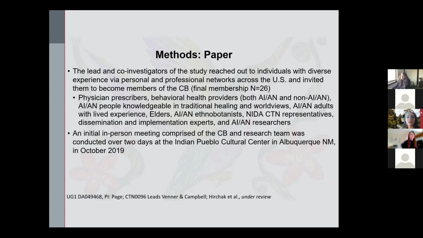And so there's about 26 people and organizations involved, and these include physician prescribers, behavioral health, Native people knowledgeable in tradition and healing and worldviews, folks with lived experience, elders. There's just so many great people on this collaborative board. I cannot say that enough.